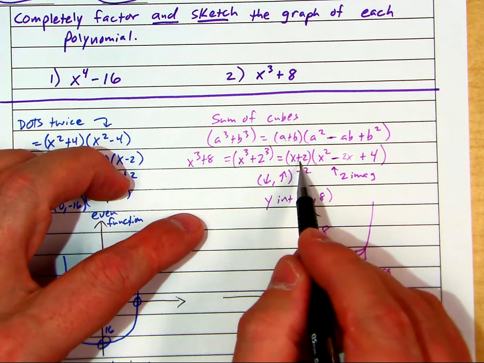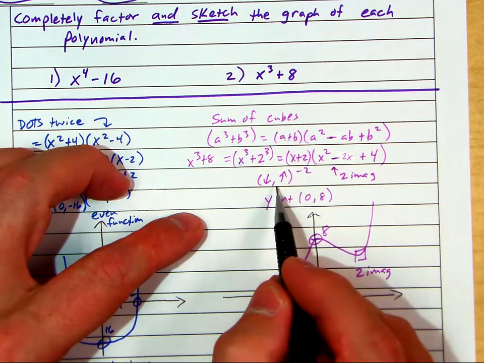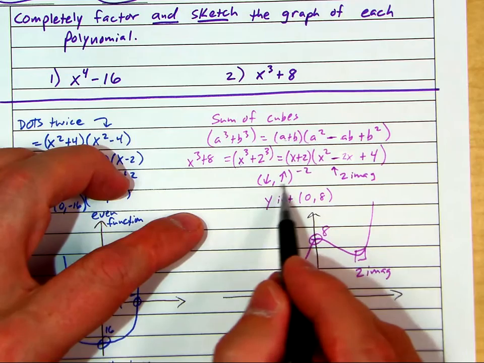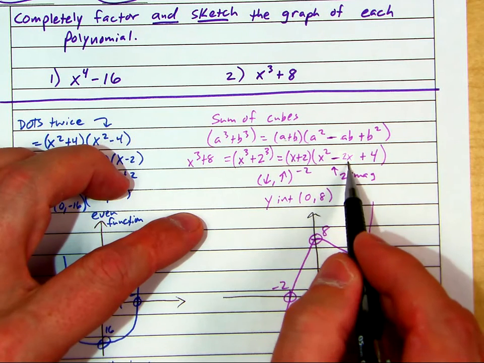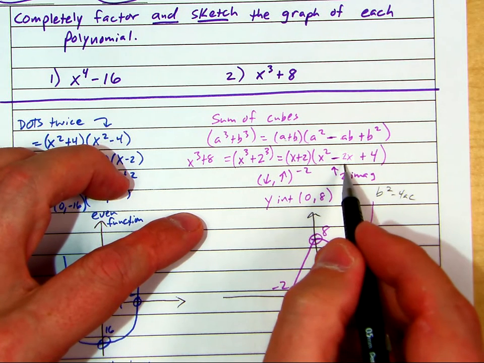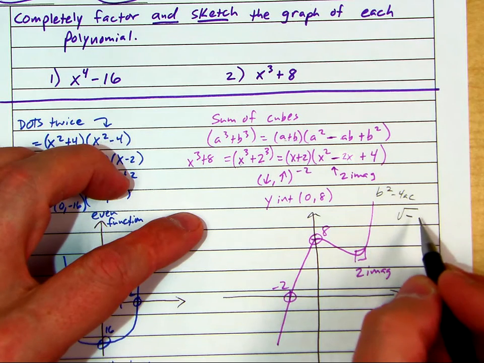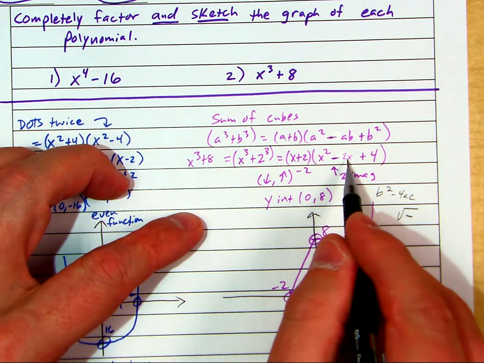Again, zero product property to find that root. Look at the leading term of the polynomial to determine end behavior. Do b squared minus 4ac on this trinomial to analyze the types of roots. You will find out again you're taking the square root of a negative number. That means this is going to give you two imaginary roots.